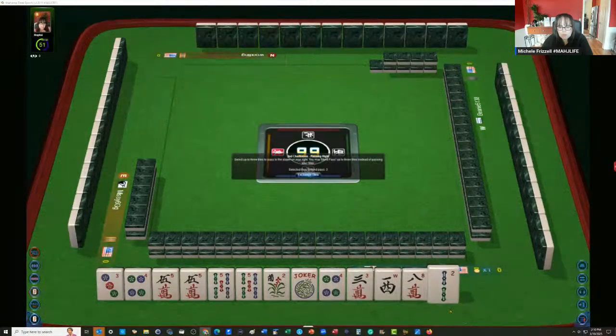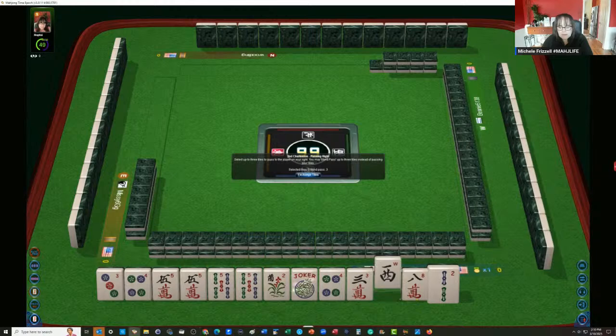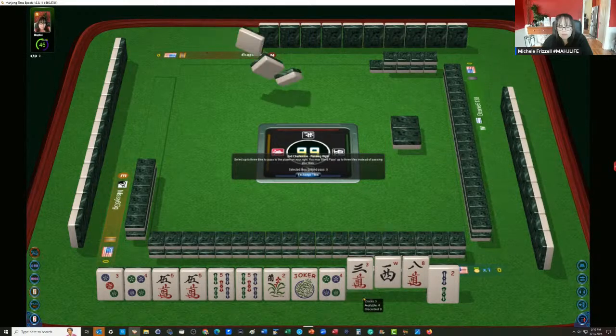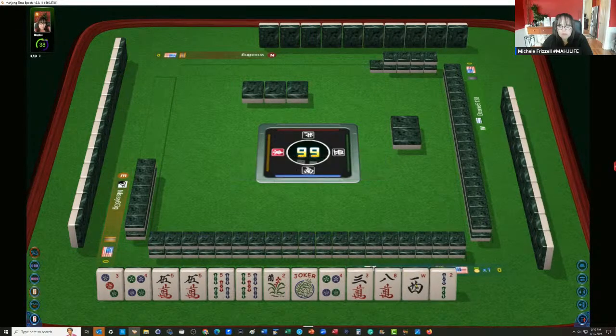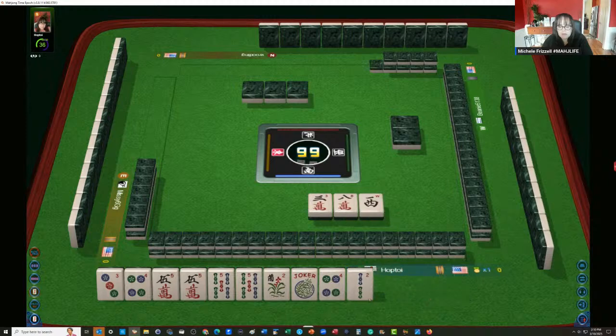A 2 and a west. That's not helpful. Let's see. Let's pass 3, 8. 3, 8 can't be used together. It looks pretty, but it's not helpful to anybody. Maybe someone could use one of those tiles. If we get the other 5 dot in here, we could maybe consider playing winds.